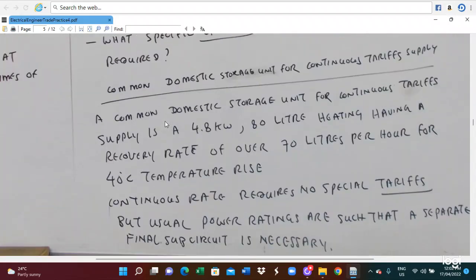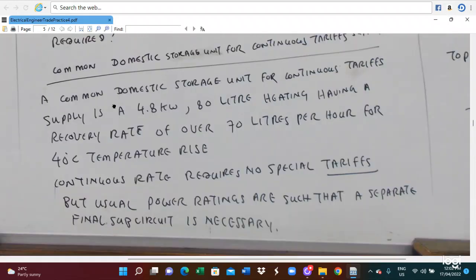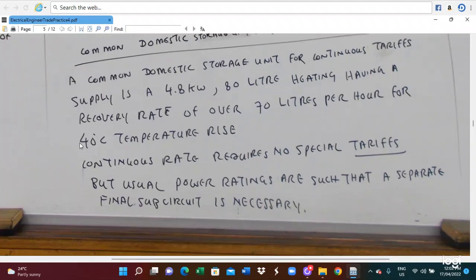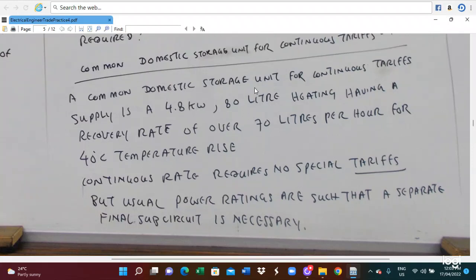So common domestic storage units for continuous tariff supply. A common domestic storage unit for continuous tariff supply is a 4.8 kilowatt, 80 liter heater, having a recovery rate of over 70 liters per hour for a 40 degree centigrade temperature rise. So the continuous rates are required and no special tariffs, but the usual power ratings are such that the supplies are fine and no special measures are necessary. So this is the common domestic storage unit and continuous tariff system relationship.